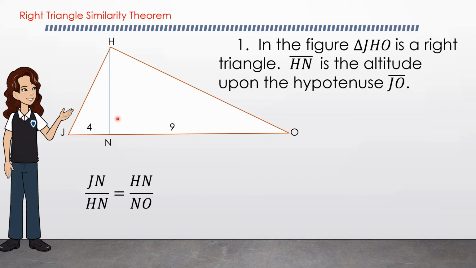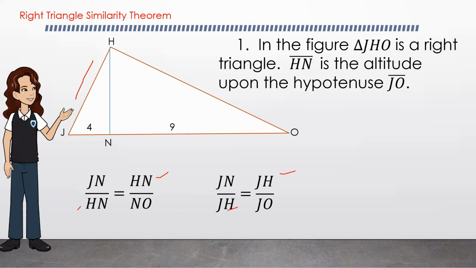So the geometric mean first, HN, the altitude. This is the altitude. Okay? So HN, the corresponding is JN over HN is equal to HN over NO. And the other part, the next one is the leg. So the leg is JH. This is the segment JH.